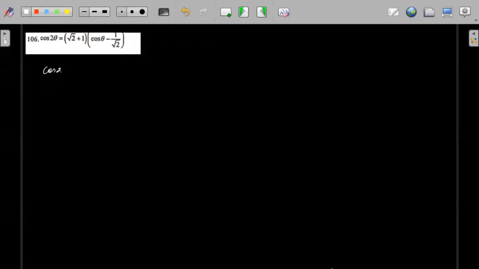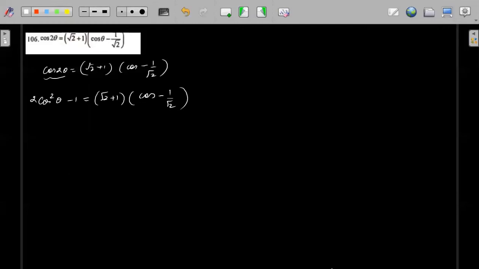So cos of 2 theta is equal to root 2 plus 1 into cos theta minus 1 by root 2. Now, one thing I can do: because here I have cos theta and here I have cos 2 theta, the first thing that comes to my mind is to convert this cos 2 theta into cos theta form. So 2 cos square theta minus 1 is equal to root 2 plus 1 into cos theta minus 1 by root 2. This part is okay for everyone, right?